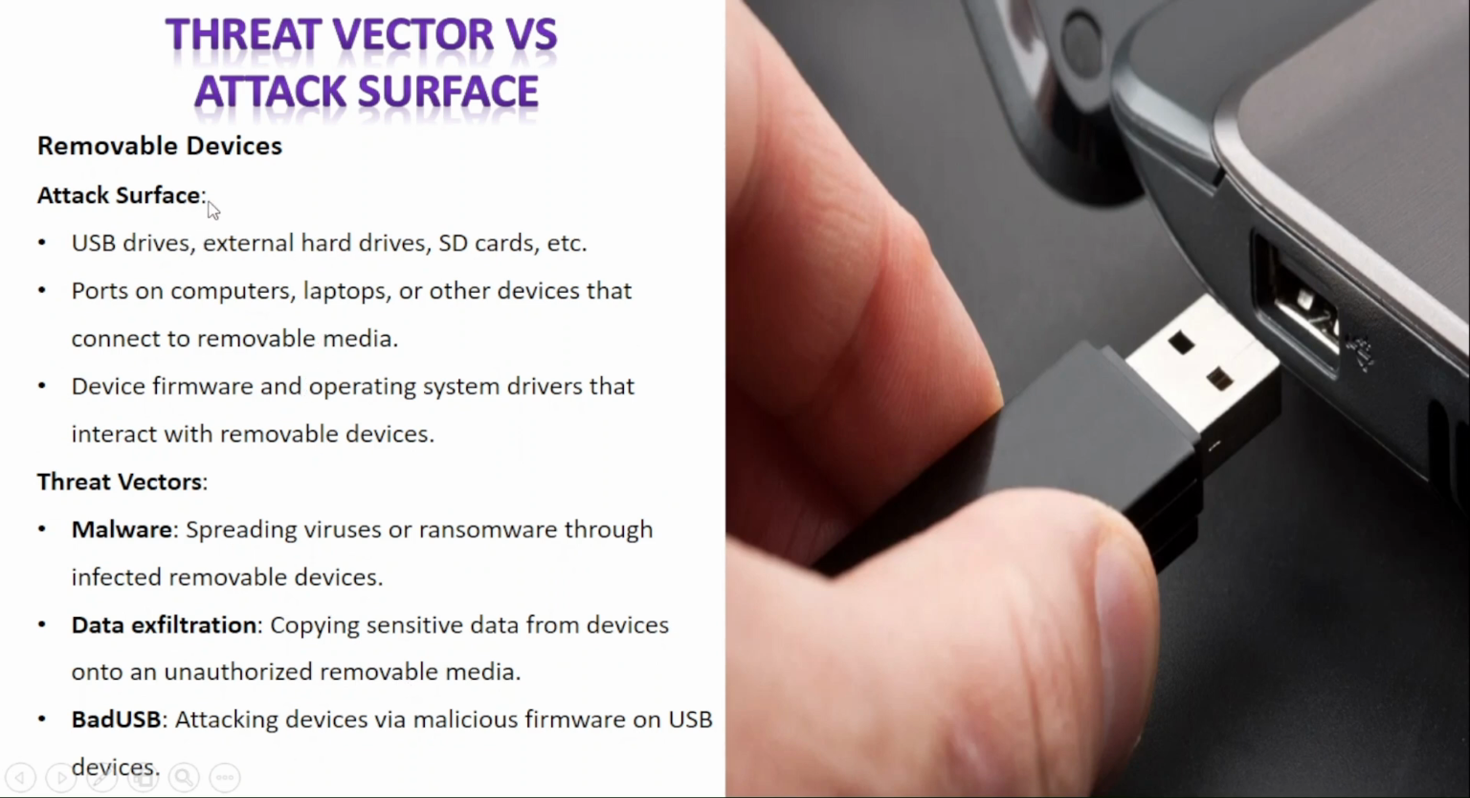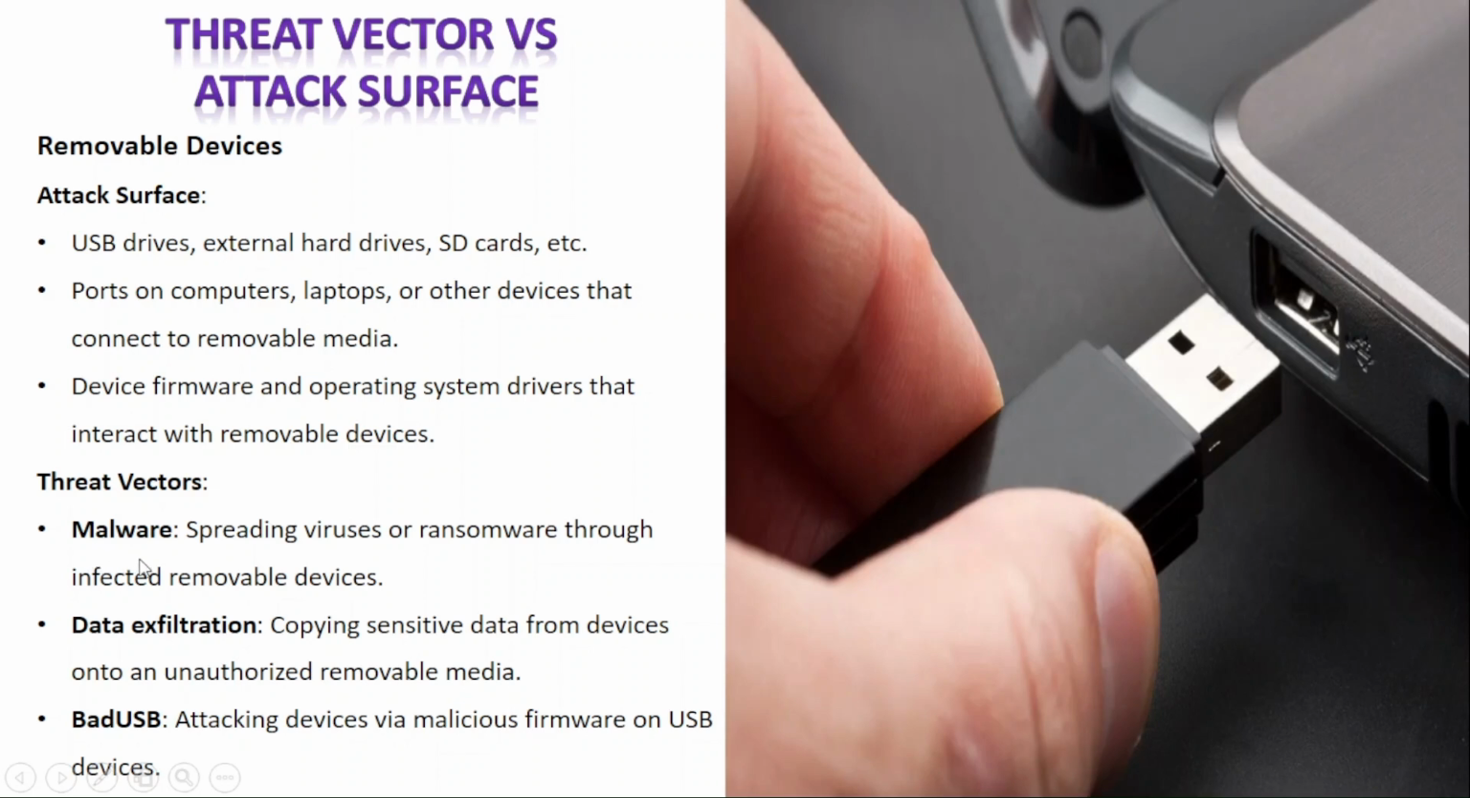Removable devices. The attack surface of removable devices of course includes the USB drive, the external hard drive, and SD cards. These are basically used for transferring data from one computer or laptop to another. Ports on computers, laptops, and other devices that are connected to removable devices, such as USB ports, are also attack surfaces and can be exploited. Device firmware and operating system drivers that interact with removable drives. When you connect the USB to your laptop, the laptop firmware, operating system, and drivers of course interact with this USB, so they are also attack surfaces and can be compromised.